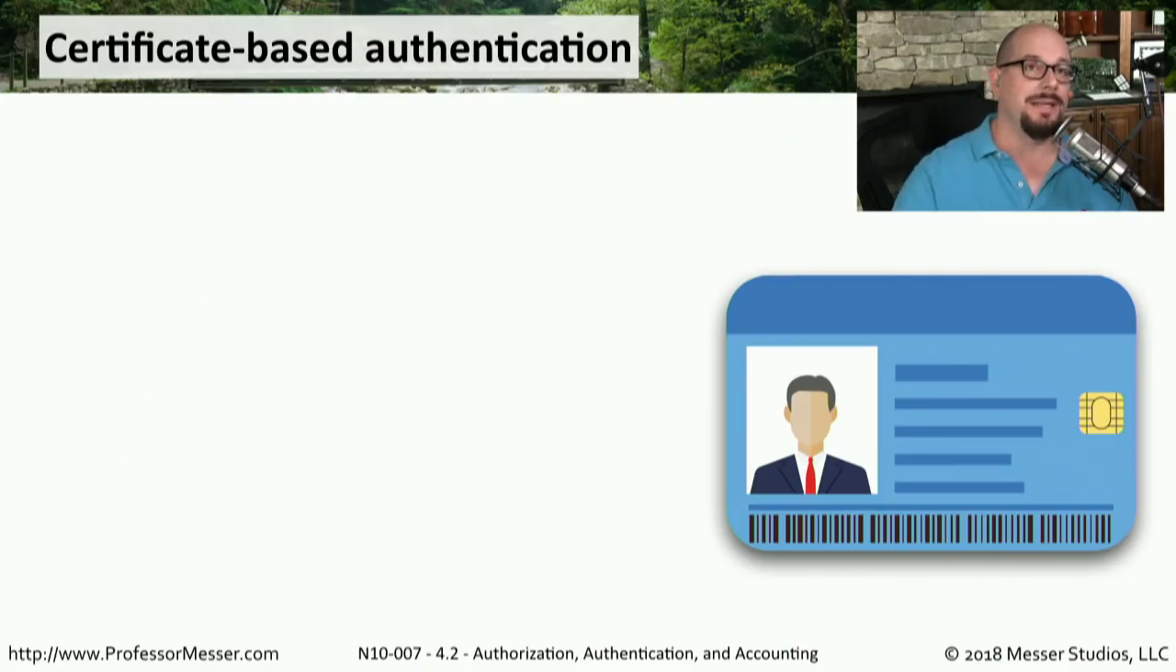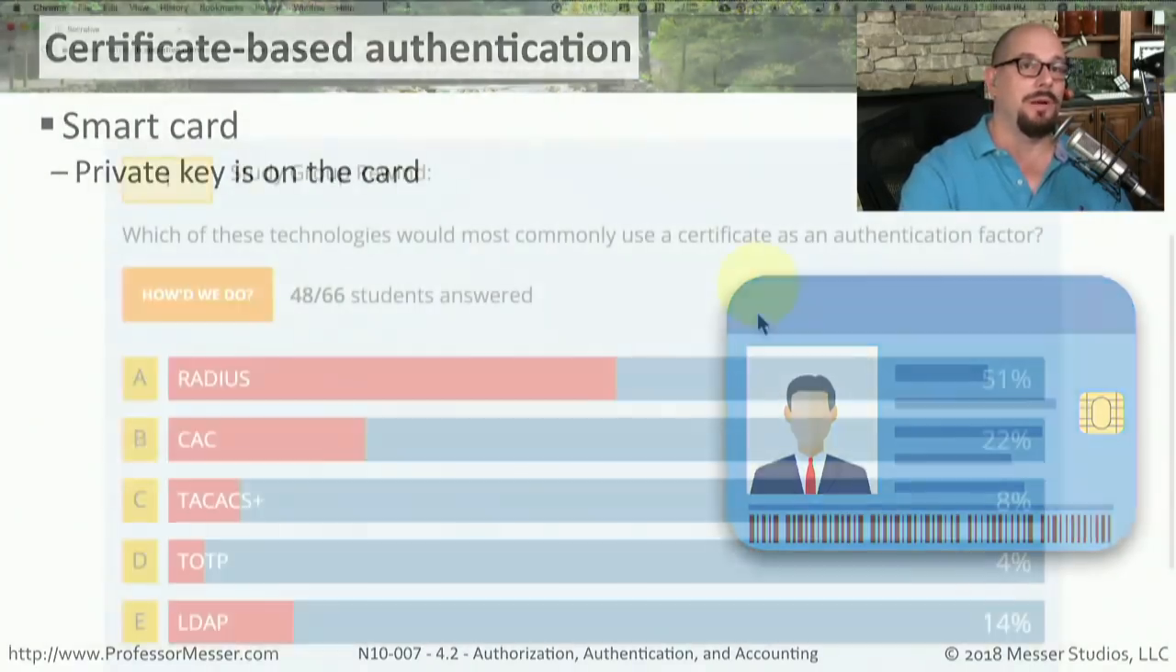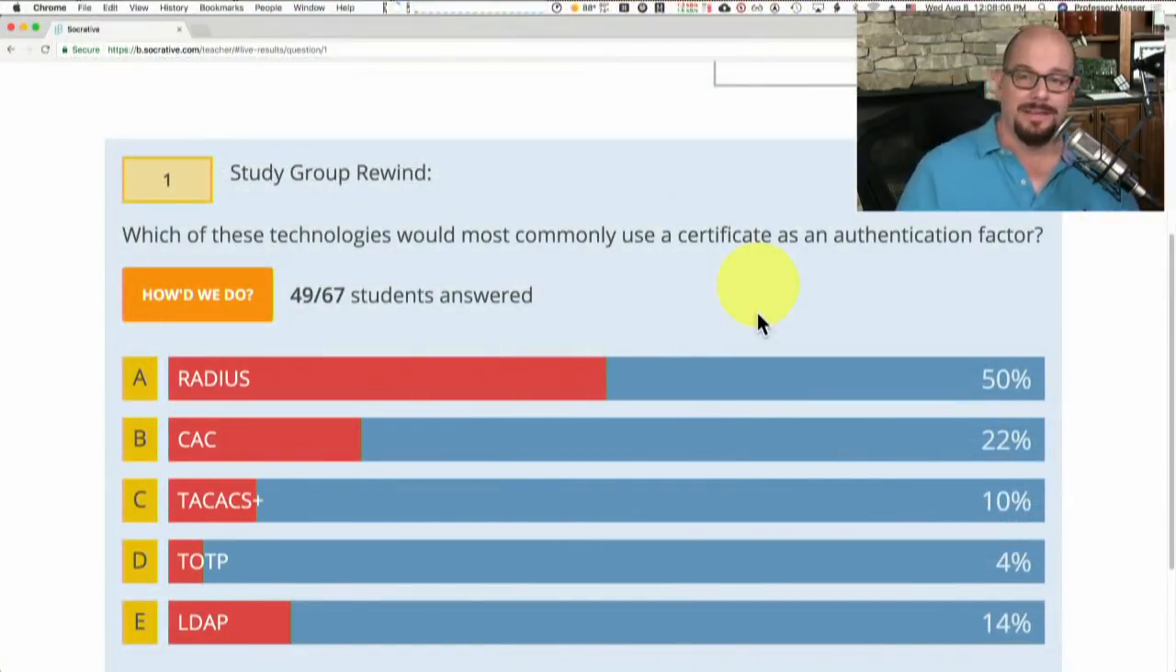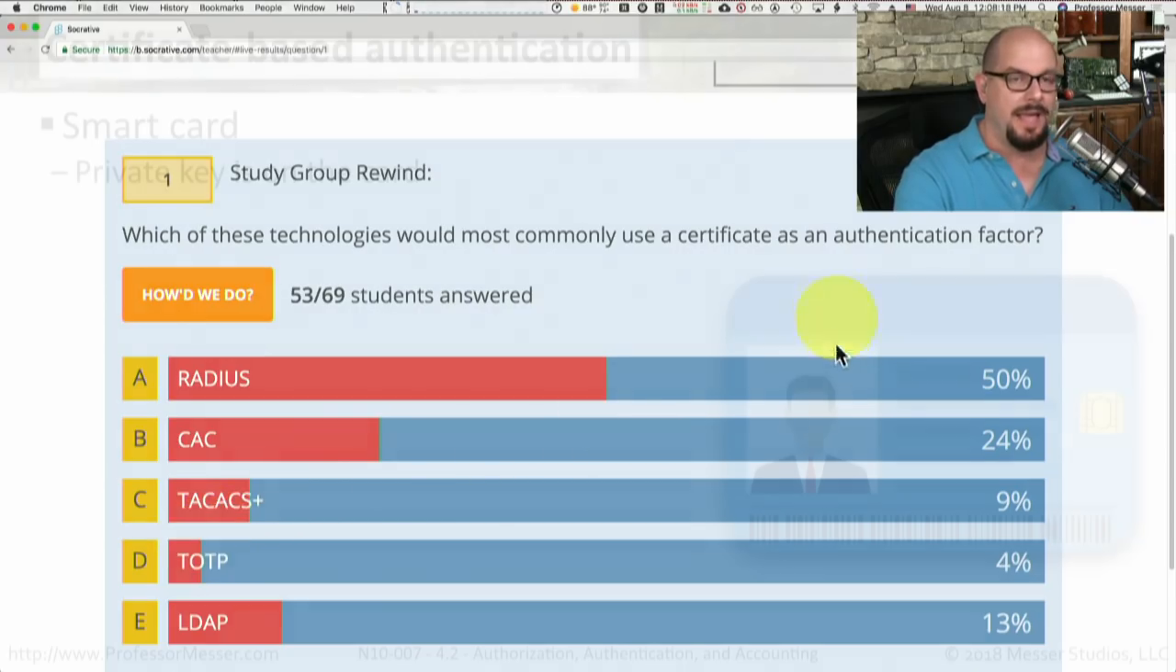And you're also able to see, once you answer this, by the way, I'm able to see this live, not to give away the answer already, but you can see that 51% of us have said RADIUS, 25% have said CAC. Everybody's changing it now that you've seen the answer. 13% say LDAP, and then single digits for TACACS+ and TOTP.